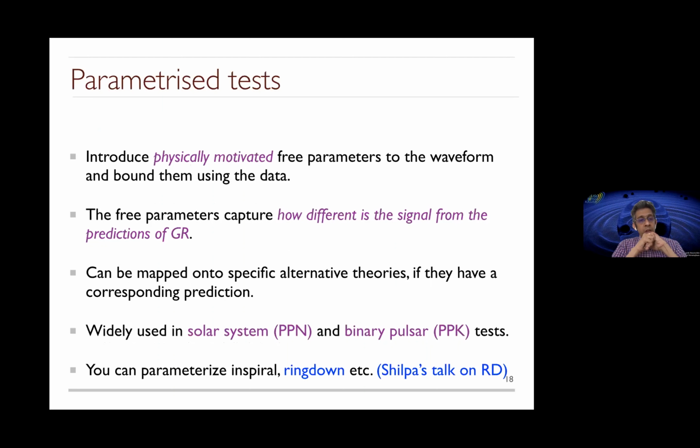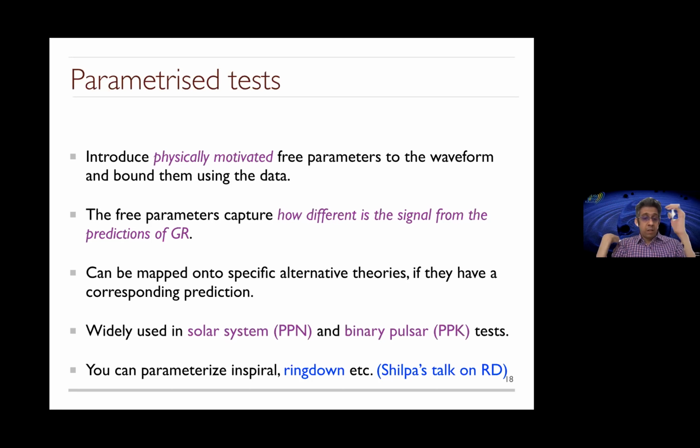We introduce parameters which are physically motivated. These are free parameters to which we can attribute a physical meaning, and of course these free parameters also capture how different the physical effect of this parameter is in GR versus some other theory. So you would expect that in a different theory of gravity, it could be different. As a result, when you get these bounds, you should be able to map onto some specific alternative theories of gravity for which you know the predictions to be different, and so on.